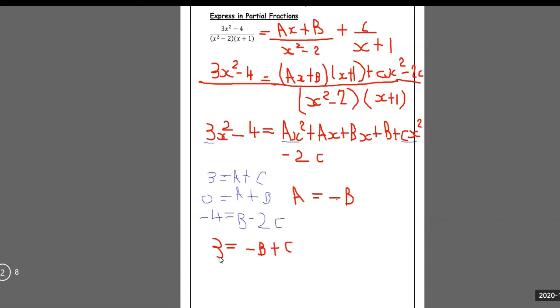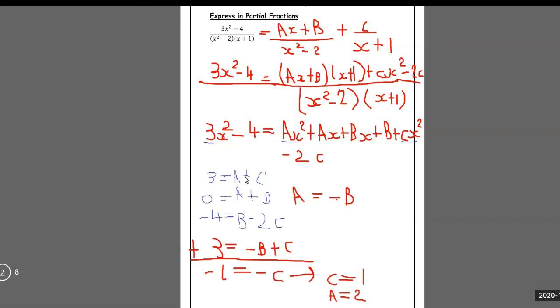Then I can add these two equations. I would get minus 4 plus 3 is minus 1, and minus 1 is equal to b plus minus b, that's gone, and minus 2c plus c is minus c. So c equals 1. If c is equal to 1, I can put 1 here, and what plus 1 gives me 3? That's 2. So a is equal to 2.